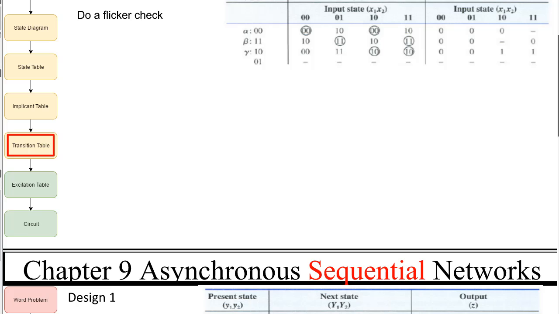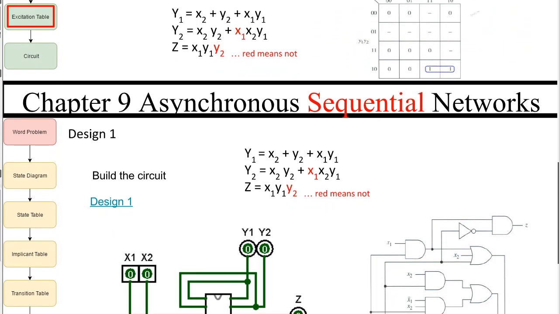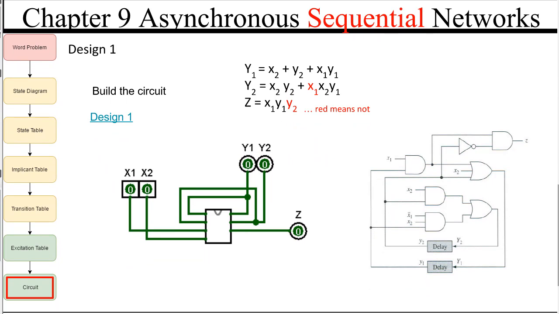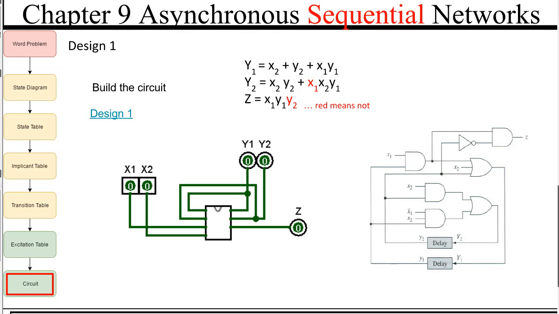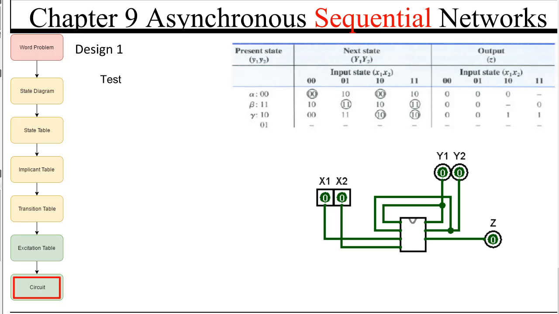Now what we want to do is move down to the excitation table. You can see we have Y1, Y2, and Z as our outputs that we're trying to compute. And we're drawing our implicants, and they all overlap. See, that's what you're looking for. They overlap. That's a good overlap. There's just one here, so it doesn't have to overlap. Finally, we build the circuit. The goal is to build it without delays, and then check to see if it works. So our final step is to test it. And that's what we're going to do next.